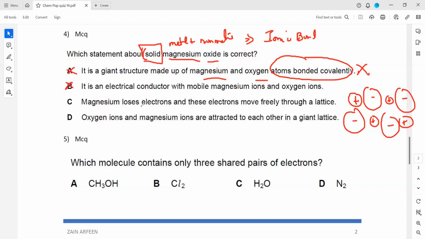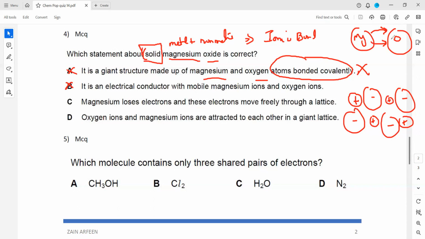What about C? Magnesium loses electrons and these electrons move freely through a lattice. That is wrong. That is actually what happens in a metal, not an ionic compound. In an ionic compound, when a metal loses electrons, these electrons transfer to a non-metal.